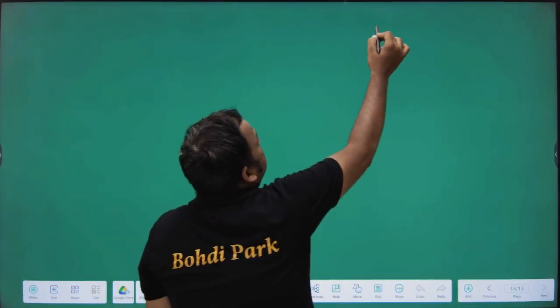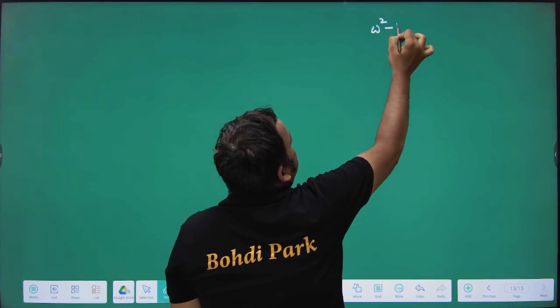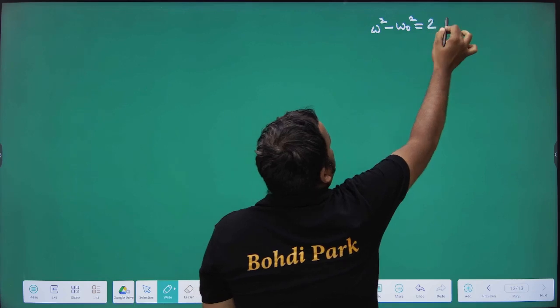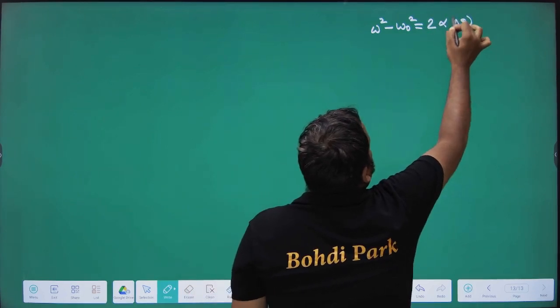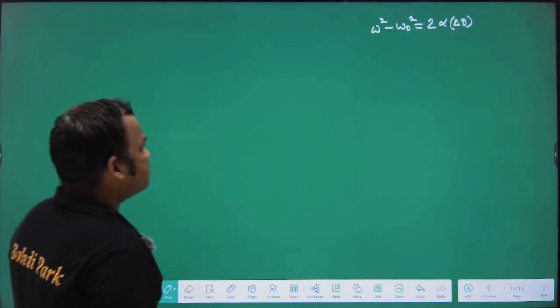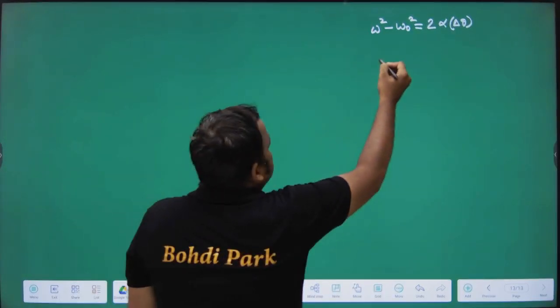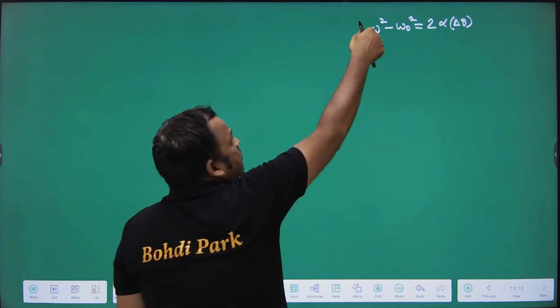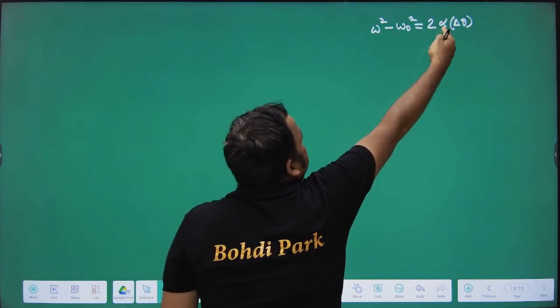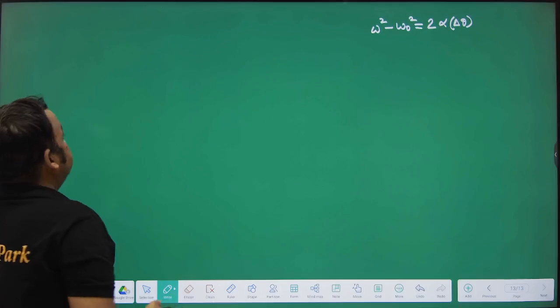Next, we will discuss the third equation of motion, which is omega square minus omega naught square is equal to 2 alpha into delta theta. This is final angular velocity, initial angular velocity, angular acceleration, and angular displacement.